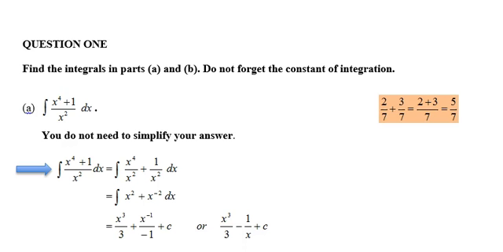So this time we're going to separate x over 4 over x squared and 1 over x squared, and then by just using indices we can simplify that one down. So now it's ready to integrate: increase the power, divide by the power, add our constant c.